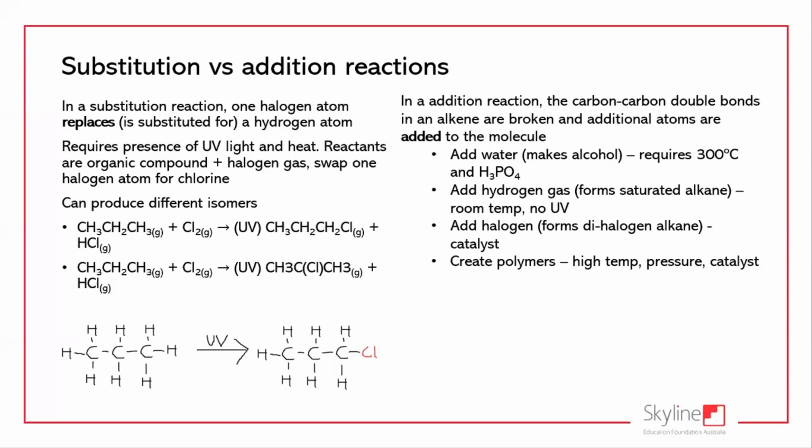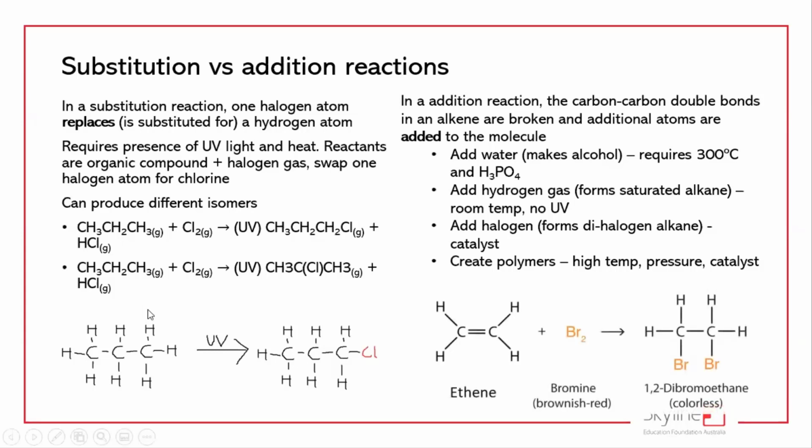That requires a catalyst, but we can also create polymers. So we can add separate ethene molecules together, for example, which is how we make plastics in industry. So here's an example. We have ethene, we add bromine, and this double bond here almost snaps. Because there's a lot of electrons there, this bromine will come here, and one Br atom will end up on the first carbon, one will end up on the second. Awesome, okay.